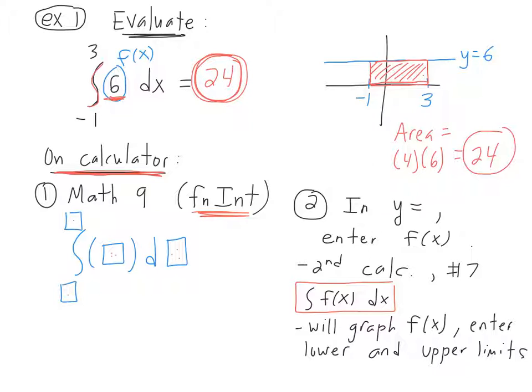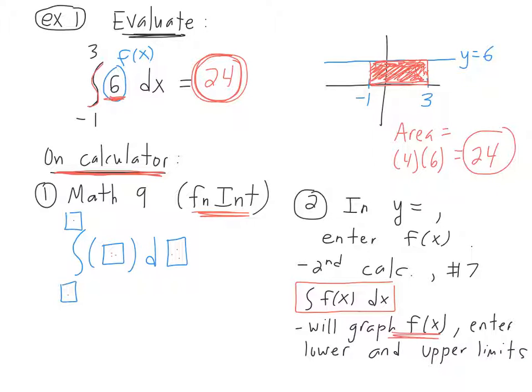What you'll notice when you hit that is it'll graph y equals 6 for you. So it'll graph your function, and then it'll ask you for the lower limit and then the upper limit. So when it asks for the lower limit, this is where you would enter -1, hit enter. It'll ask for the upper limit, enter 3, hit enter. And then you'll notice that it actually gives you not only the area of 24, but it's also going to shade this region here, showing us where that area of 24 is located.